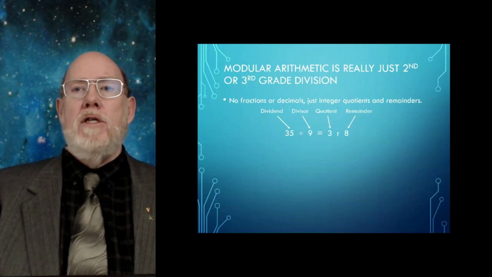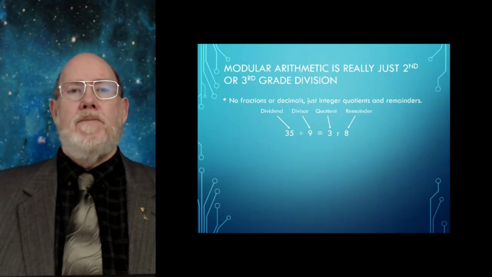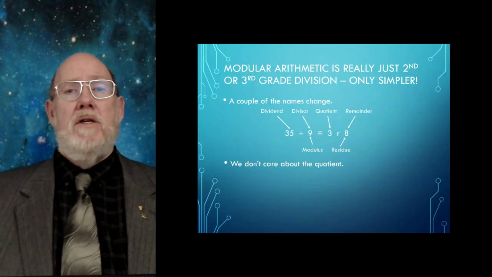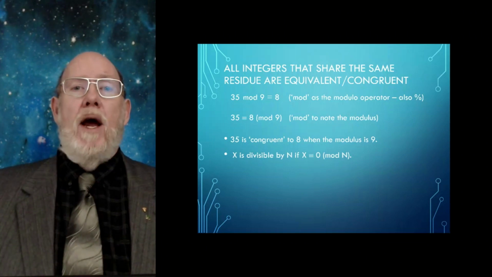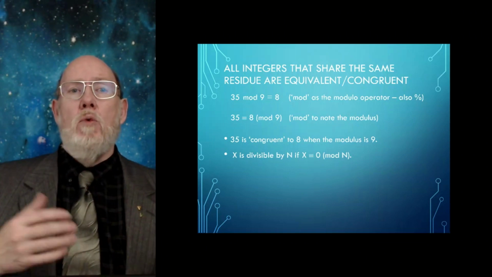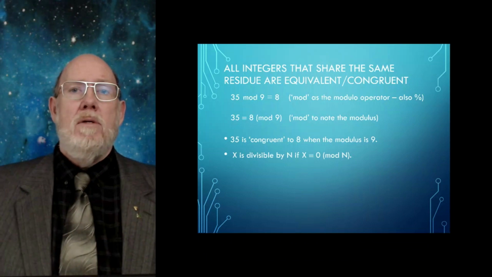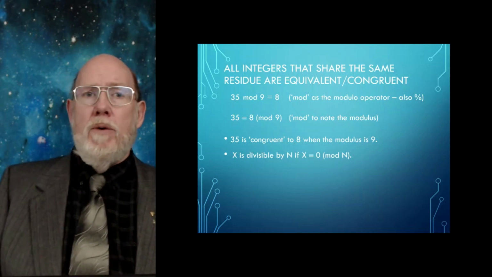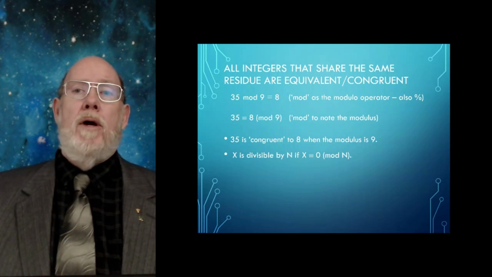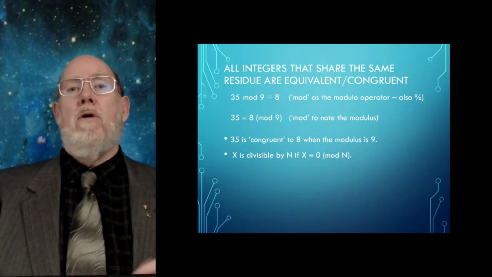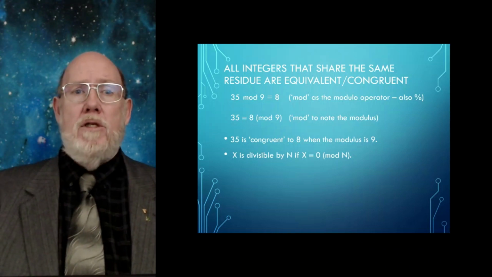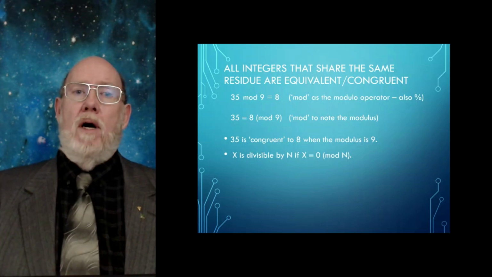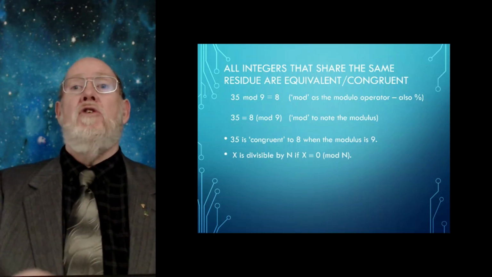We don't care about what the quotient is, so we change a couple of names. The divisor we call the modulus, and the remainder we call the residue. Extracting the residue from a number is said to be reducing it. In math circles, the operator is usually just the word mod, though many of you will be familiar with using the percent sign as the modulus operator, since it is used as the remainder operator in a number of programming languages. All integers that share the same residue for a given modulus are said to be equivalent or congruent.